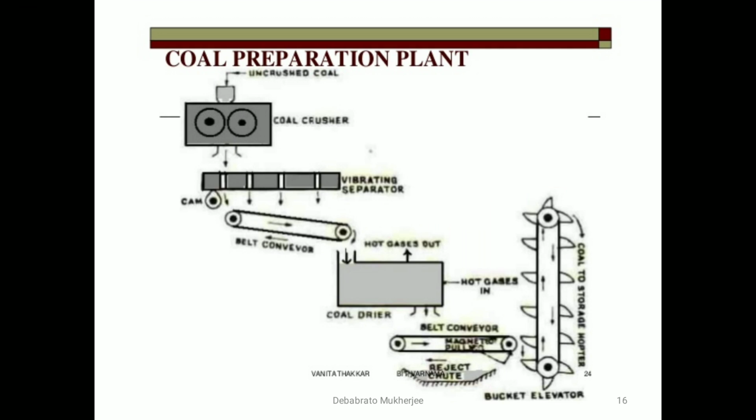Pictorial view, you can see coal crusher. This is a coal crusher unit where coal is crushed. Then it is given to the vibrating separator. Vibrating separator is because, in Hindi you would call it chuda. That part is given to the belt, and those which have not been crushed properly will be separated out. Then it is given to a coal dryer so that there should not be any moisture in the coal. Then it is given again to the belt conveyor.